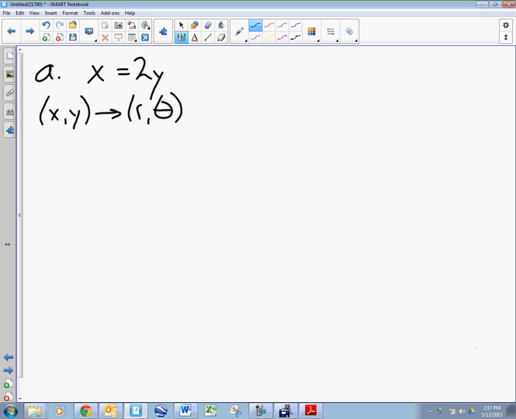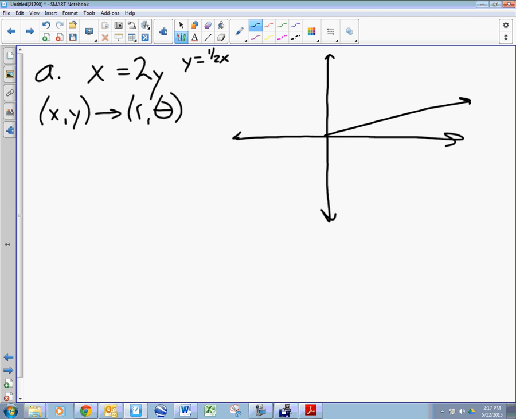My question to you is, let's understand ahead of time what kind of graph it is. What is the graph of x equals 2y? What shape does it make? It does make a line because it's the same thing as y equals 1/2 x. So it has a slope of 1/2. It travels through 0. And so it's something to that nature.